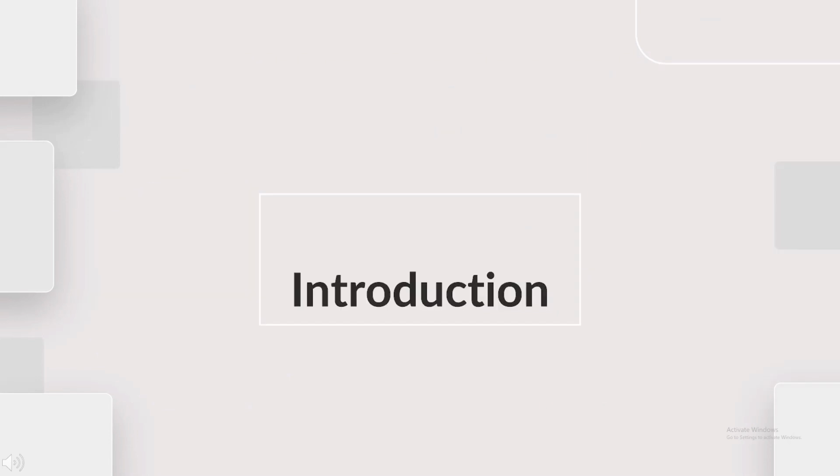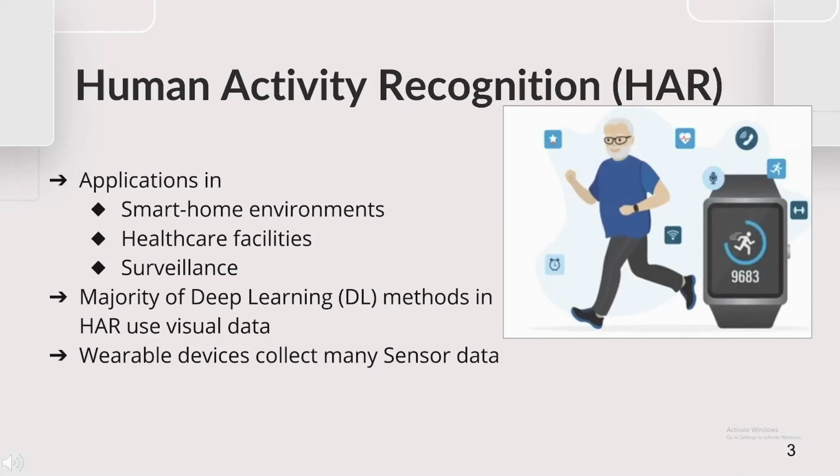The introduction. Human activity recognition is the act of identifying the activity a human is doing, like walking, sitting, and jumping, by using monitored data. And we use human activity recognition in many fields like medical applications, for example, elderly care, smart home systems, and surveillance. And currently, there are many deep learning approaches for this task, but the majority of them are based on visual data like videos and pictures.